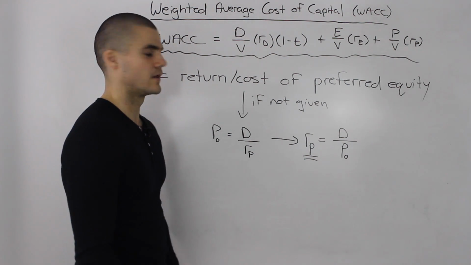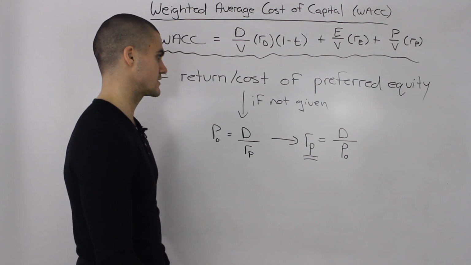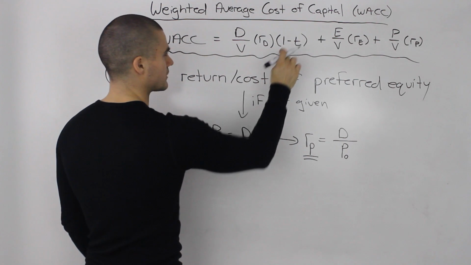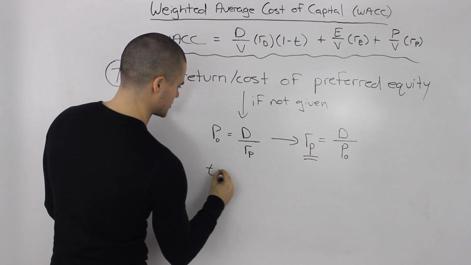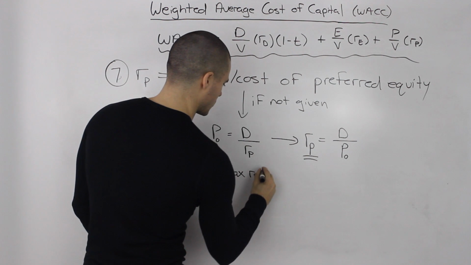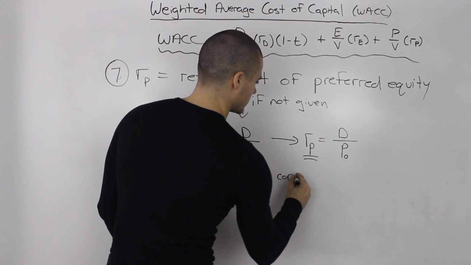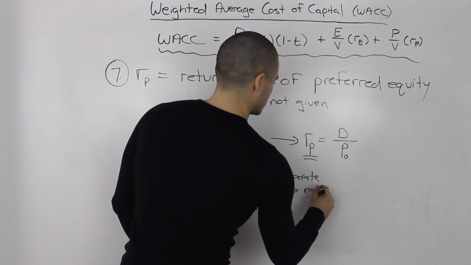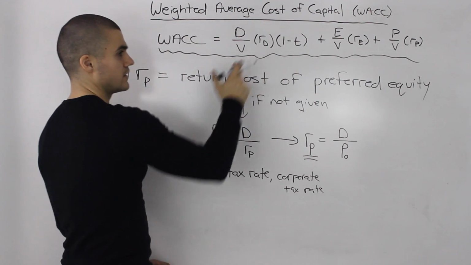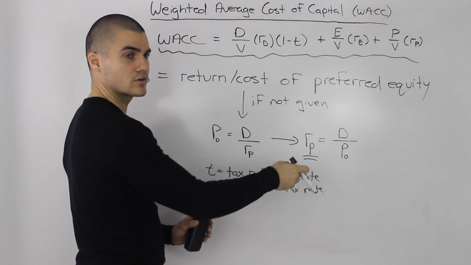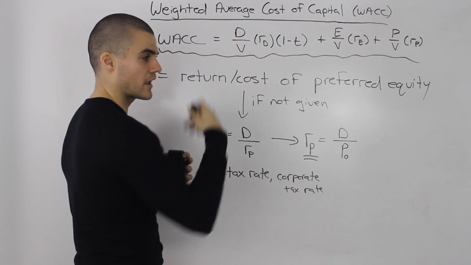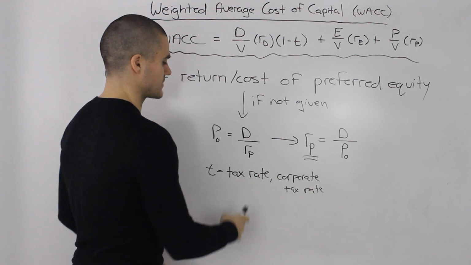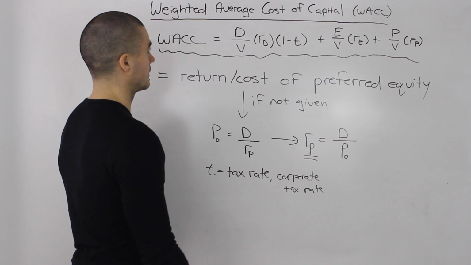Usually there's no other tricks. So preferred equity is the easiest to deal with. And that's the final step for calculating all this. The one thing that I didn't go over, I guess, is this T, and that's just equal to your tax rate, or your corporate tax rate. Because the return that you're paying the bondholders, if you're a company, is tax deductible. So we take it on an after-tax basis. So T is just your tax rate, and that's it.